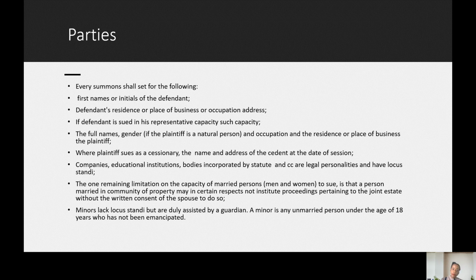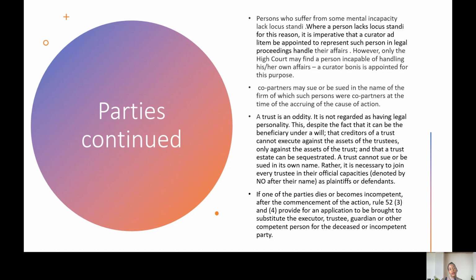Minors lack legal standing but are duly assisted by a guardian. A minor is an unmarried person under the age of 18 years who has not been emancipated. Persons who suffer from mental incapacity lack legal standing. Where a person lacks legal standing, it is imperative that a curator ad litem be appointed to represent such person in legal proceedings.